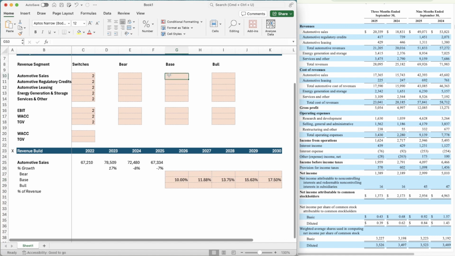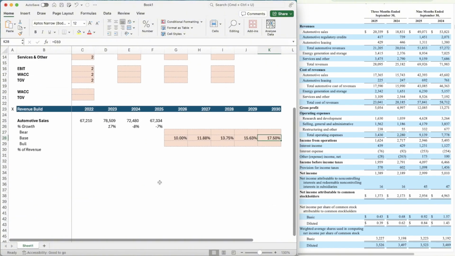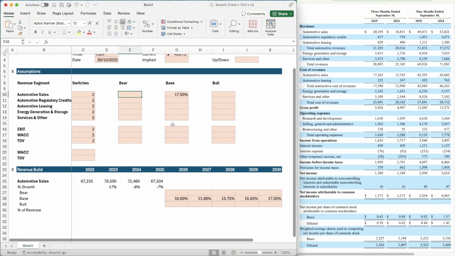So we need to put 17.5% there, and you need to make this cell equal to this one. So for me, it's G10. You put equal to G10, and that just means we can update all of these assumptions up here, and it will fill throughout the model rather than having to scroll down constantly and try and find where everything is.